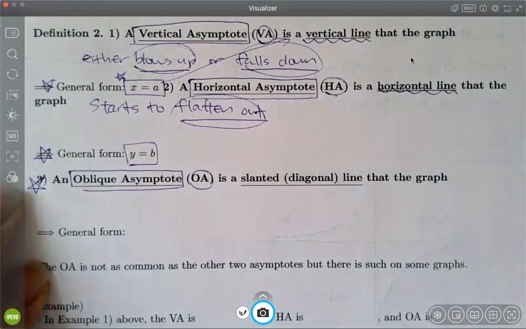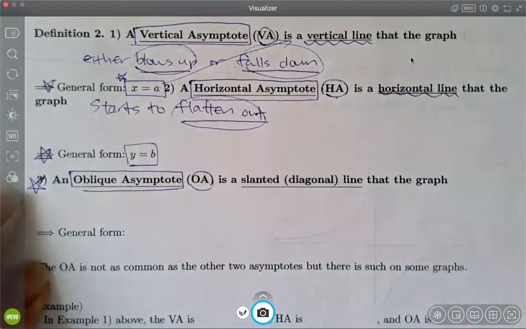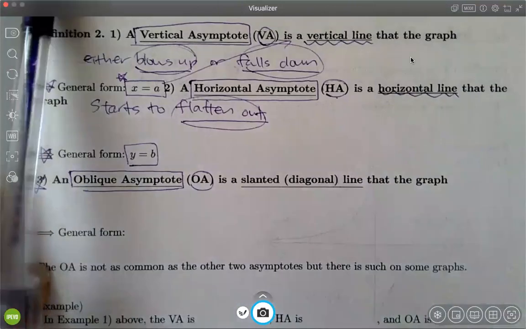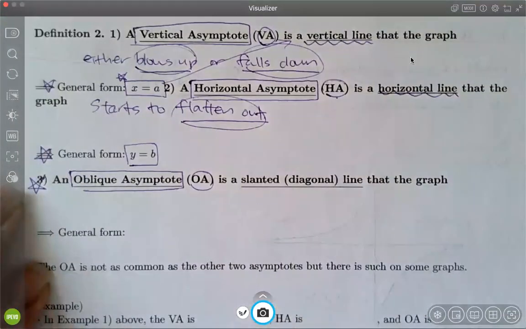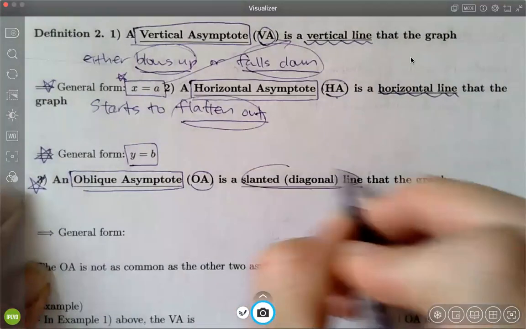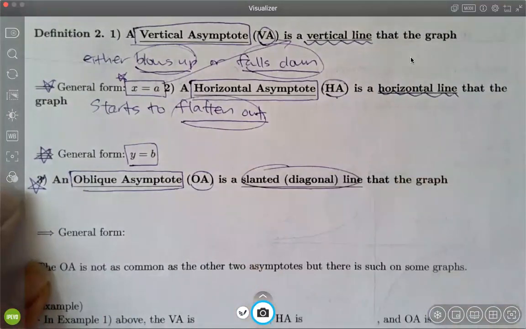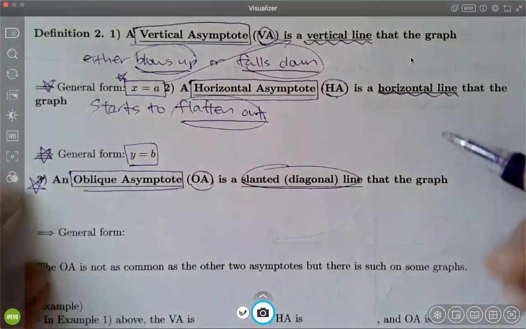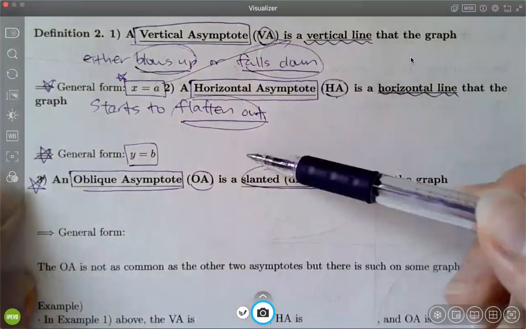Anyways, so oblique asymptote. We have covered the vertical line, the vertical asymptote, and the horizontal line, horizontal asymptote. So what is the oblique asymptote? Somewhere in the middle of the vertical and horizontal line, which is what? The diagonal line, right? So this one is a diagonal line or slanted line such that it's in the middle of the vertical asymptote and the horizontal asymptote. So what do you expect to happen?